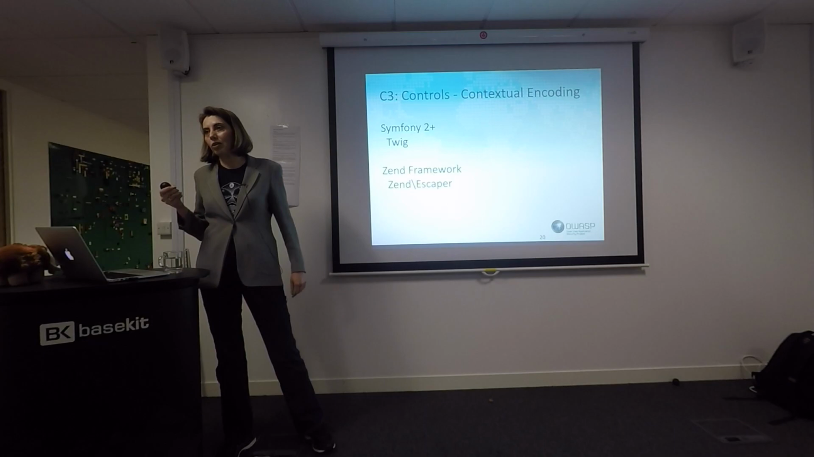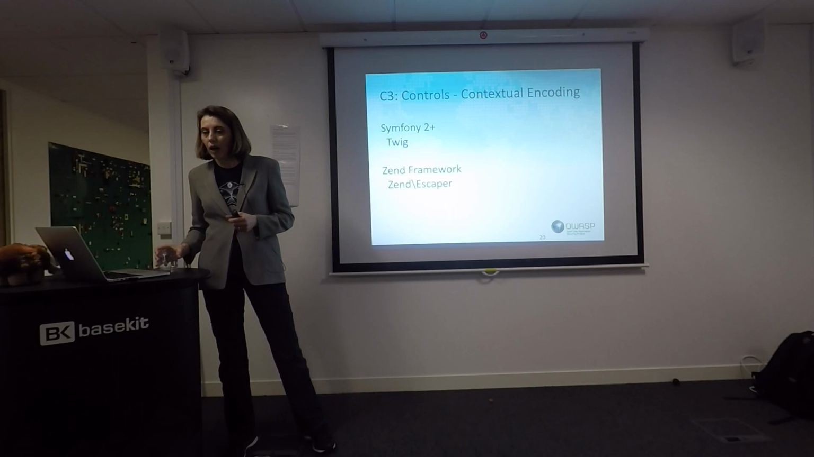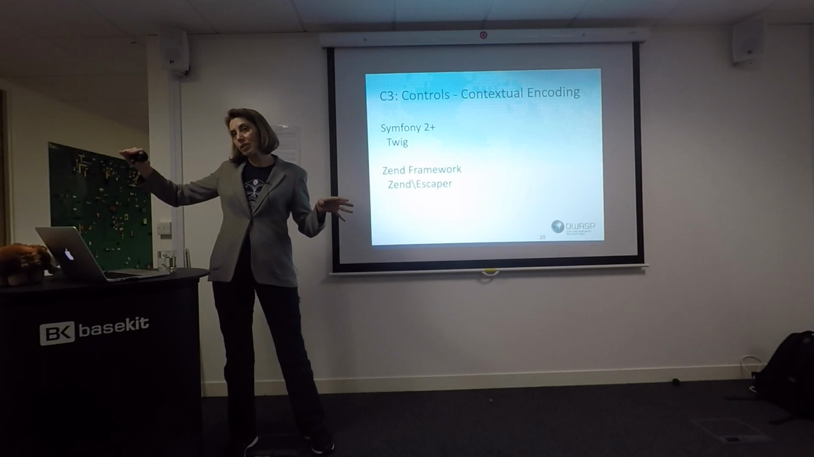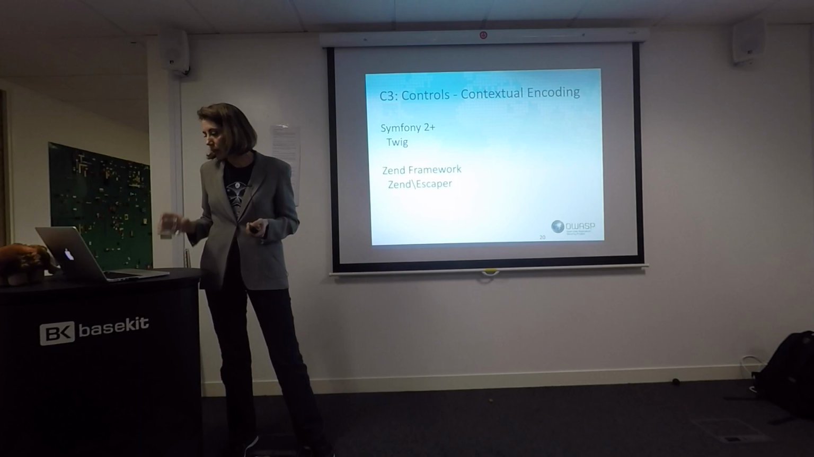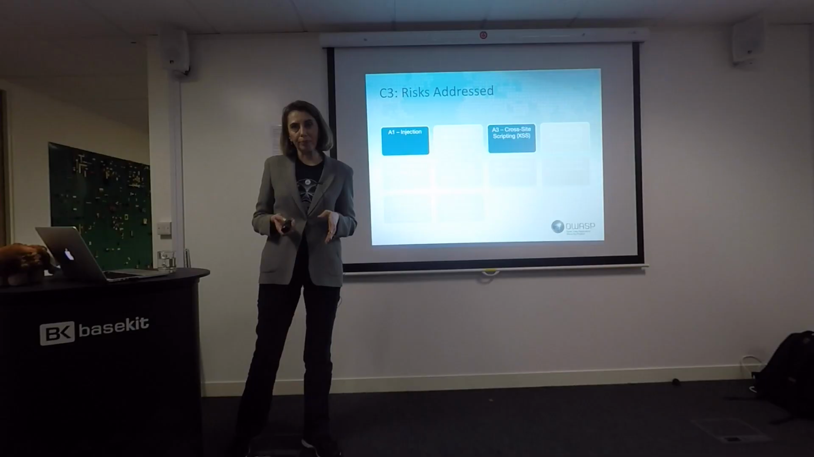Right, in that case, if you'd like to know more about it, come and talk to me after, because like I said, it's important to apply contextual encoding, which means that if your dynamic data is in HTML, you apply an encoding method. If it is in JavaScript, you apply a different encoding. In CSS, a different encoding. So it's important to do it in the right way. Great, so using control number 3, applying contextual encoding can help to prevent injection and cross-site scripting.